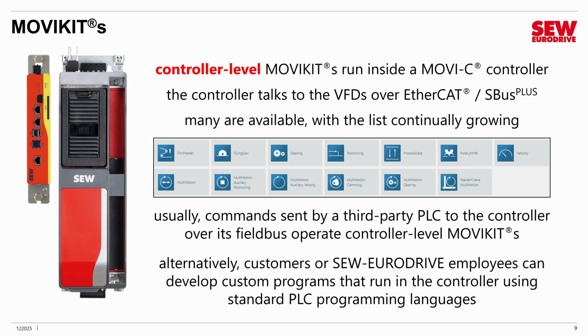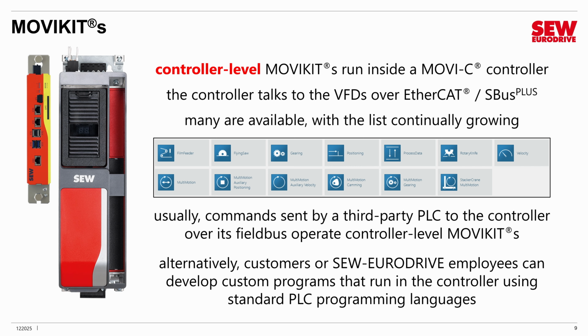Now there's a second flavor. They are called controller-level MOVIKITs, and the name says it all. Controller-level MOVIKITs don't run inside the VFD. They run inside a MOVI-C controller that is connected to the VFD over our EtherCAT SBus Plus system bus. Now there are many different MOVIKITs available. Here's a small section of the total list. It's actually much bigger. SEW Eurodrive is constantly updating this list with new MOVIKITs, so there are many, many different ways to run your controller-based VFDs using this particular flavor.